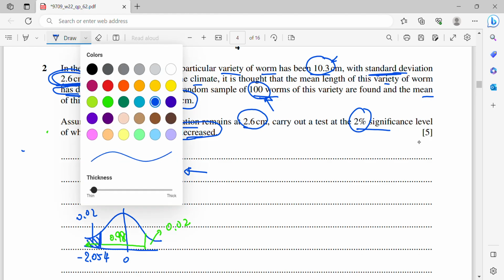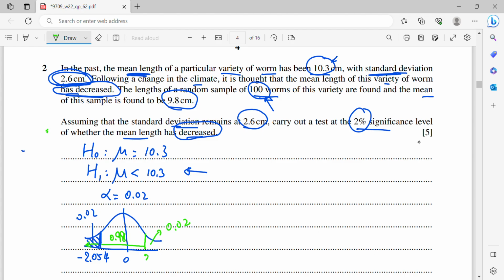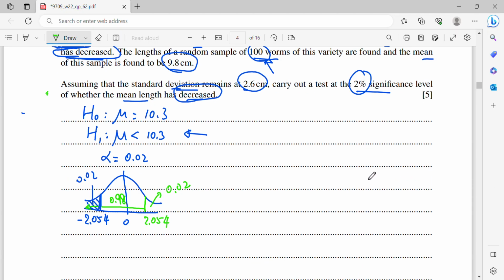Okay, so you may label the right hand side as 2.054, but remember our original region is on the left hand side. So after this, just write down the critical region: reject H naught if the Z value that you calculated is less than negative 2.054, which is on the left hand side. Okay, this shaded region. Now we will follow with the calculation. I will do it next to it.